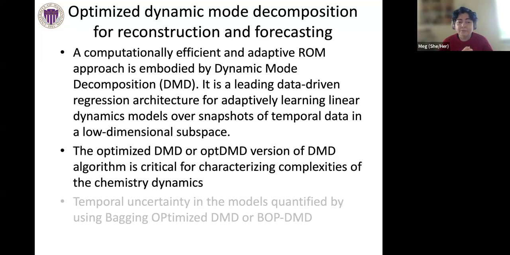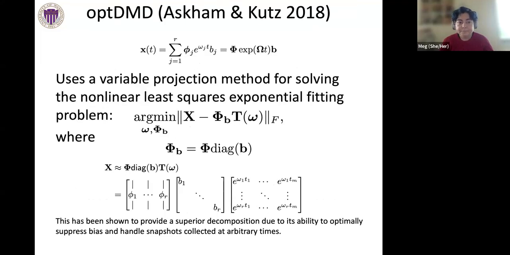If I have time, I'll go over quantifying the temporal uncertainty in the models using BOP-DMD, or bagging optimized DMD. The DMD decomposition is expressed here in the first equation. The optimized DMD, instead of using a linear regression, uses a variable projection method for solving the nonlinear least squares problem, the exponential fitting problem, where sigma b is sigma times the diag b, the spatial components. This has been shown to provide a superior decomposition due to its ability to optimally suppress bias and handle snapshots collected at arbitrary times.